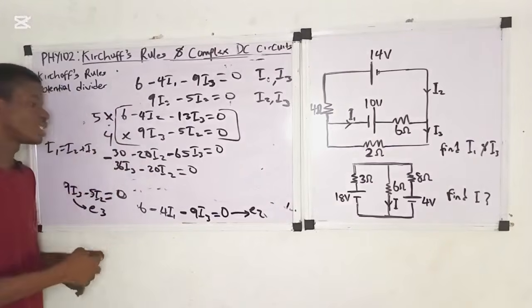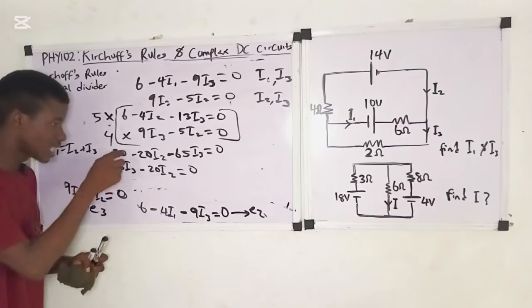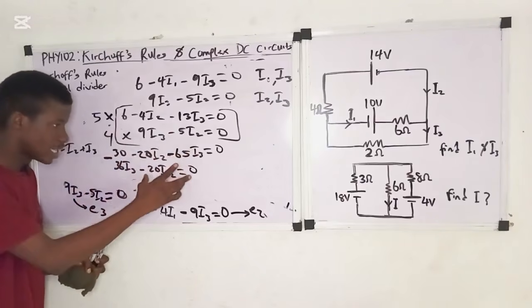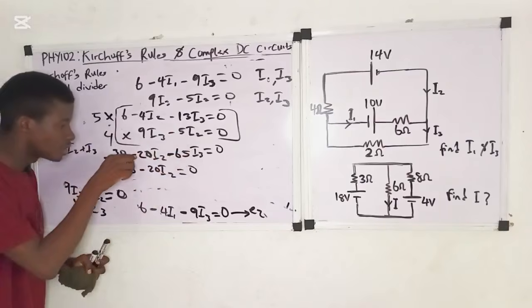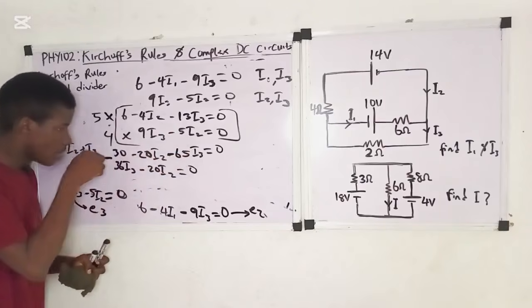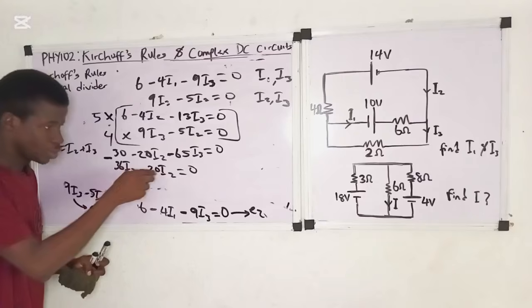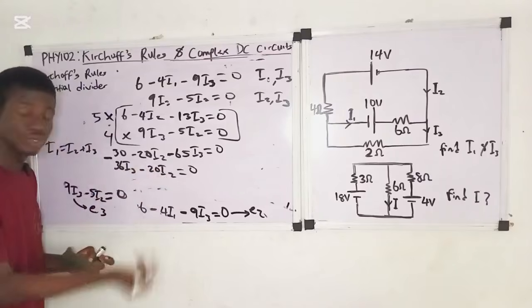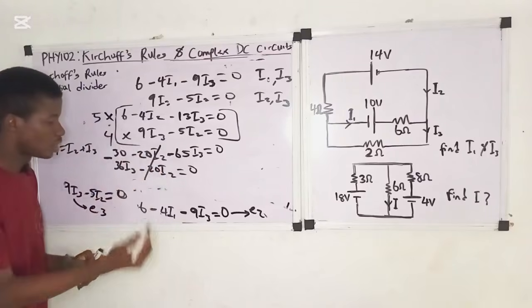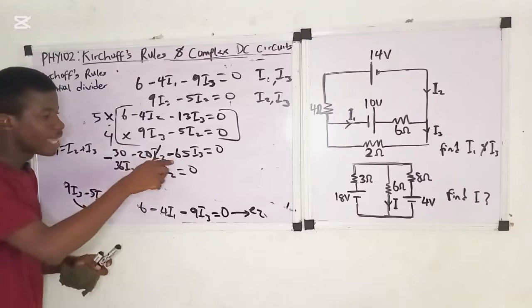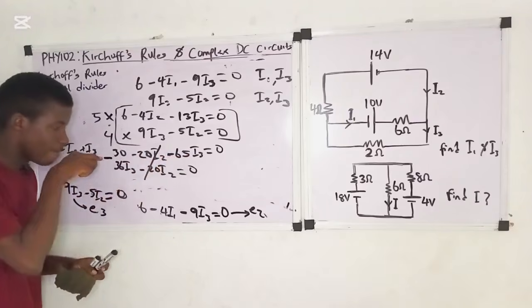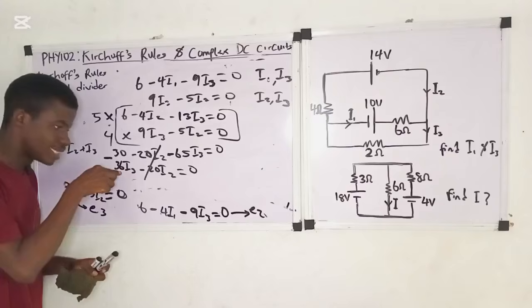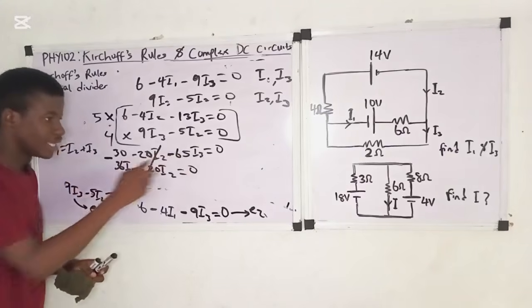The next thing we are going to do is subtract these two equations from each other, right? We want to subtract this equation from this one. So let's do it. Minus 20I2 minus minus 20I2 will be 0, right? Then let's continue. Minus 65I3 minus 36I3. Remember, these two are the same, right?